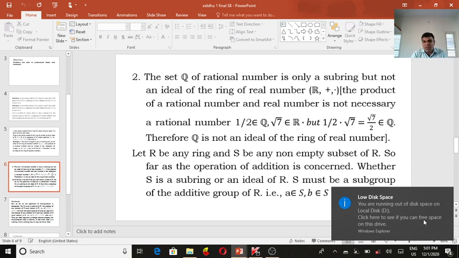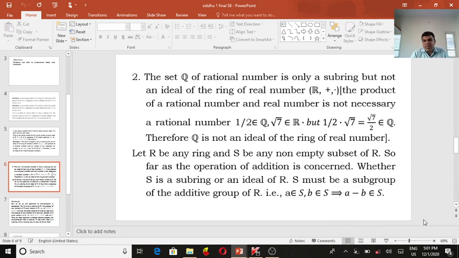Now, let R be any ring. Let S be a non-empty subset of R. So far as the operation of addition is concerned, whether S is a subgroup, a subring or an ideal of R, S must be a subgroup of the additive group of R. Once again I repeat: let R be any ring, S a non-empty subset of R.